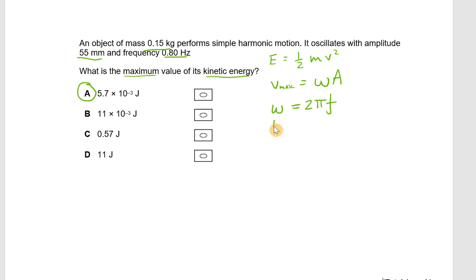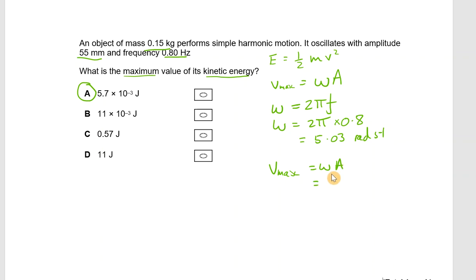So angular velocity is 2 pi times the frequency, which is 0.8 hertz. We get an angular velocity of 5.03 radians per second. Now I can use this number in this equation here to find my maximum velocity.